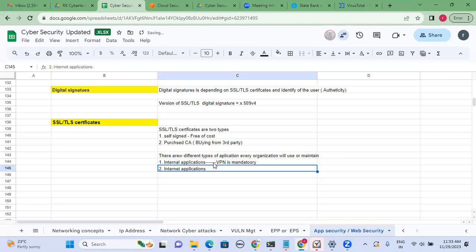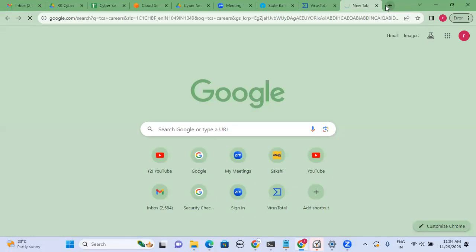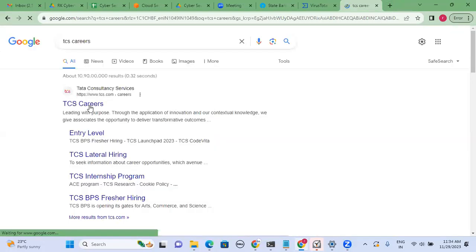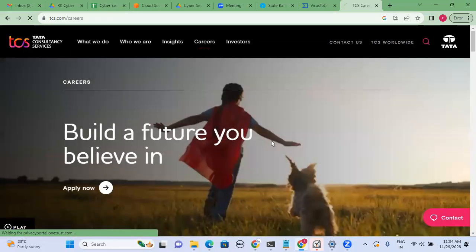VPN is a part of LAN. It's a part of the internal IP. If you want to access an internal application, VPN is mandatory. No, I can go and apply now for the TCS careers exam. This is internet facing, anybody can access this website. Whether I'm using any VPN now? No, right? So for internet facing applications, there is no need for anything, and for internal applications, VPN is compulsory.